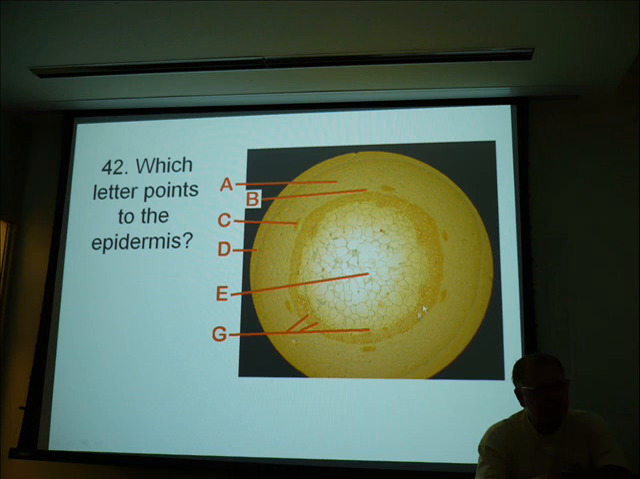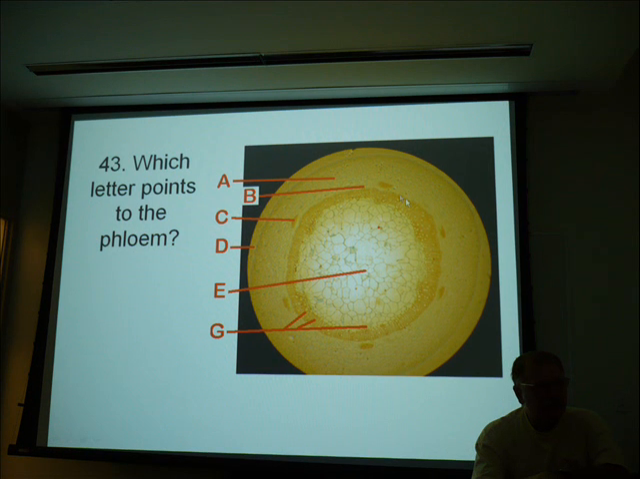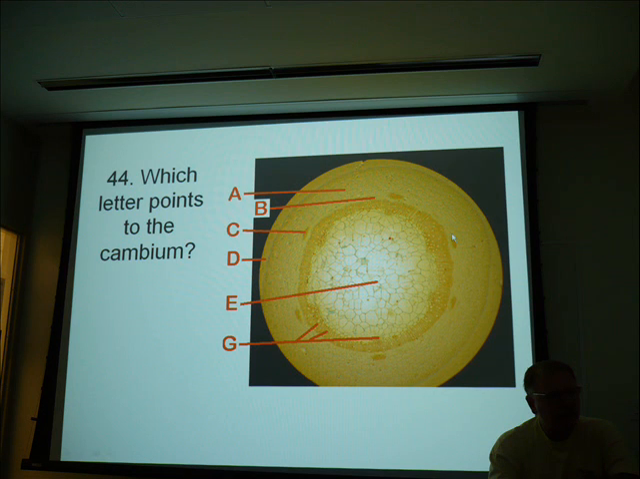Now, epidermis would be... where I find it, there it is. D. And the phloem are these little things out here. And I find, oh, there it is. See. And the cambium is this layer that separates. I mean, right there's cambium. I see cambium there. And it goes between here. And there's cambium there, so it was D that stopped in the cambium.